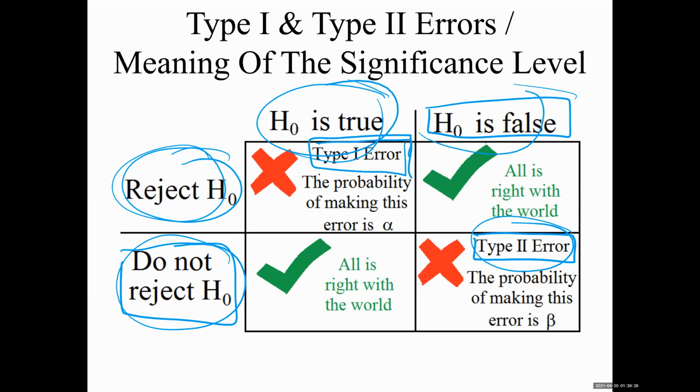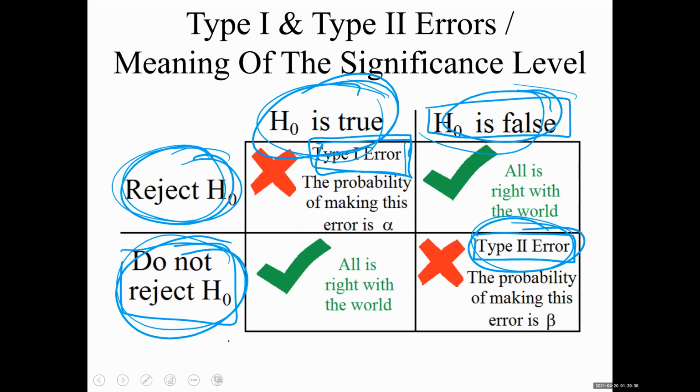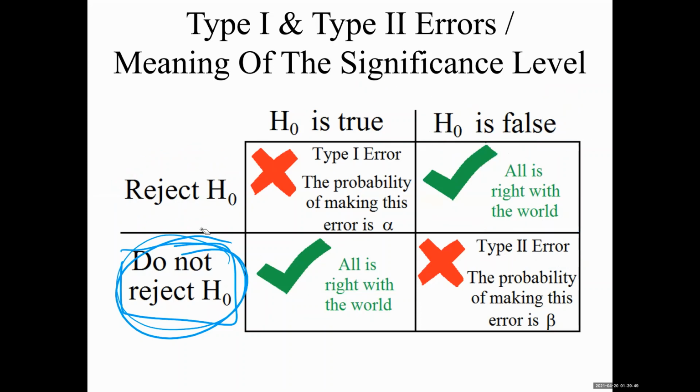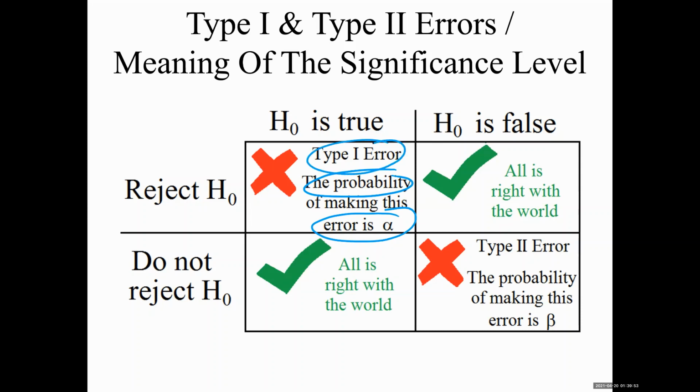So type 1 error is when you reject H0 when H0 is true. Type 2 error is when you do not reject H0 when H0 is false. So be able to say those two things. And then the last thing is the meaning of the significance level. So the significance level, which is the area of the rejection region, which we call alpha, is the probability of making a type 1 error.